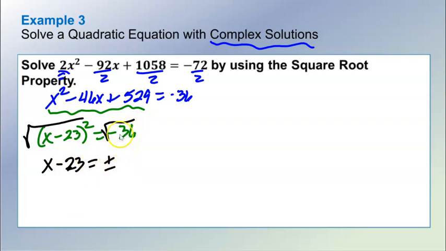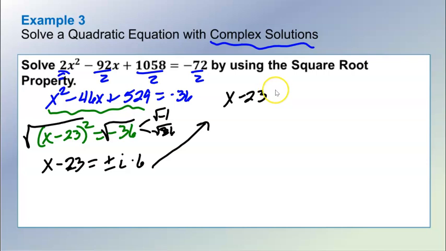And here I have a negative inside the radical. That means this is like saying the square root of negative 1 times the square root of 36. And the square root of negative 1 is an imaginary number. It's noted as i. And then the square root of 36 is 6. So what I have here is x minus 23 equals a positive and negative 6i.